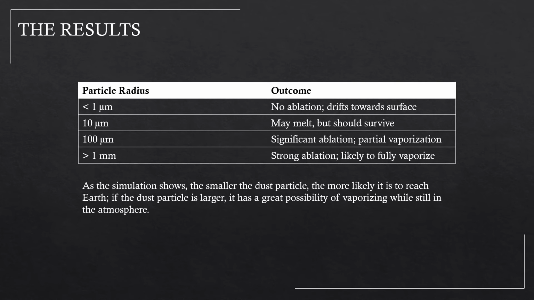As seen above, if the particle has a radius less than 1 micrometer, there will be no ablation and it will just drift down towards the surface. If the particle has a radius of 10 micrometers, it may melt, but should still survive its journey. If the particle has a radius of about 100 micrometers, then there begins to be significant ablation and the particle will begin to be partially vaporized. If the particle has a radius of 1 millimeter or greater, then there is strong ablation and the particle is likely to be fully vaporized before it can reach the surface.